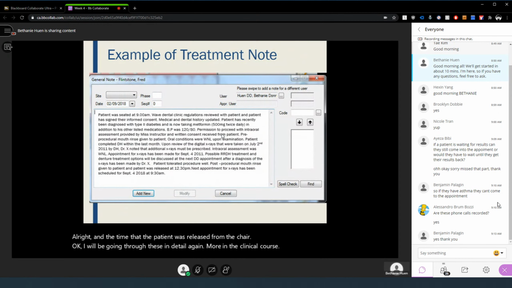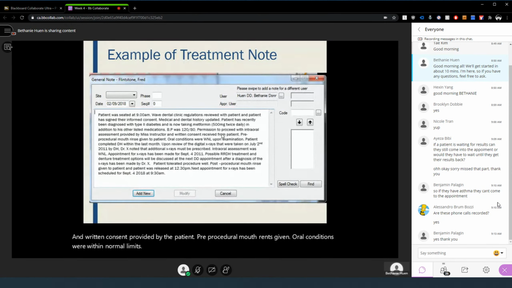So for instance, we have an example here. Patient seated at 9 a.m. Waive dental clinic regulations reviewed with patient, and patient has signed their informed consent. Medical and dental history updated. So they're essentially a returning client here that maybe hasn't been seen in a few months or a few years, whatever it may be. Patient has recently been diagnosed with type 2 diabetes, so that's the change in the medical history. Permission to proceed with intraoral assessment provided by whoever provided it, and written consent provided by the patient. Pre-procedural mouth rinse given. Oral conditions were within normal limits.